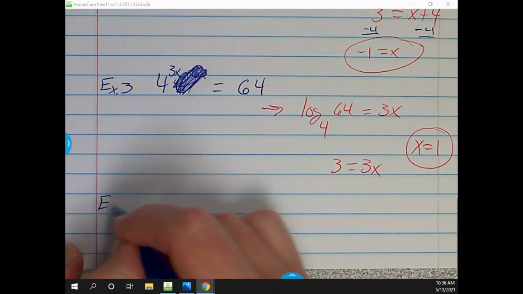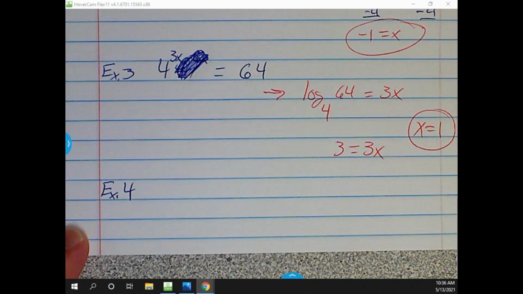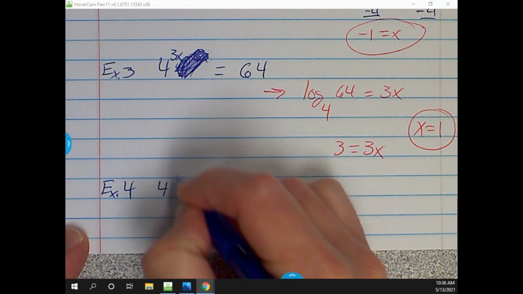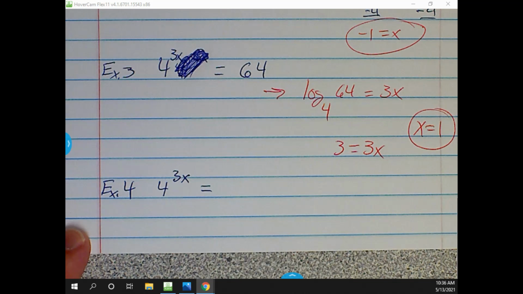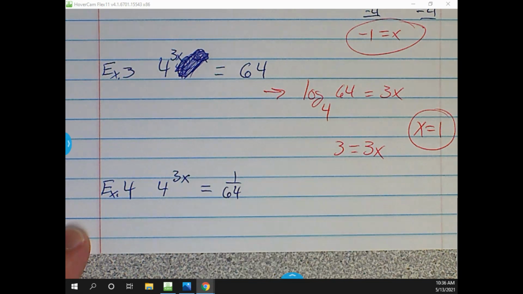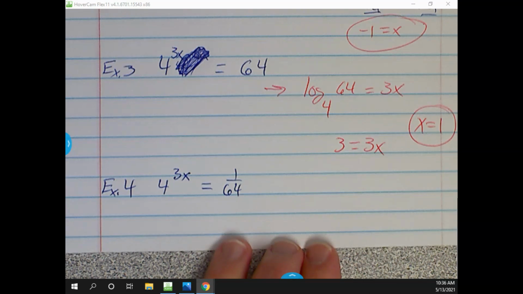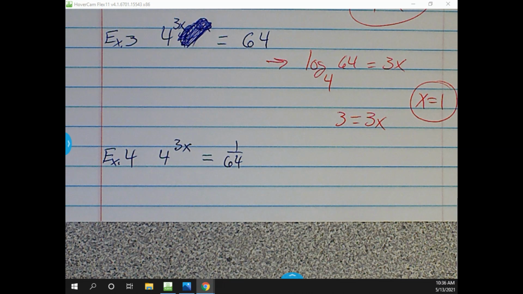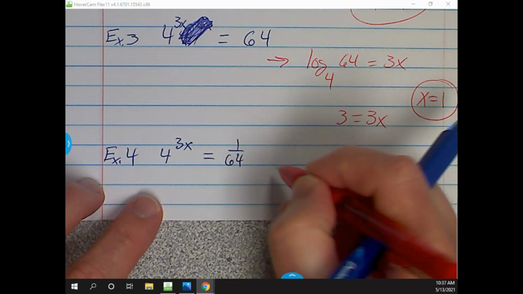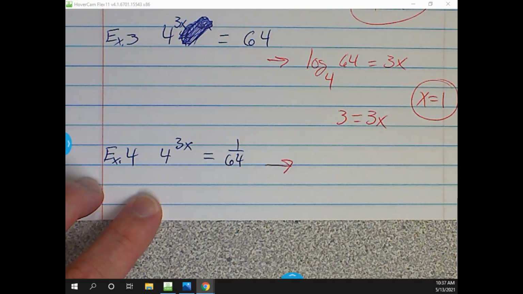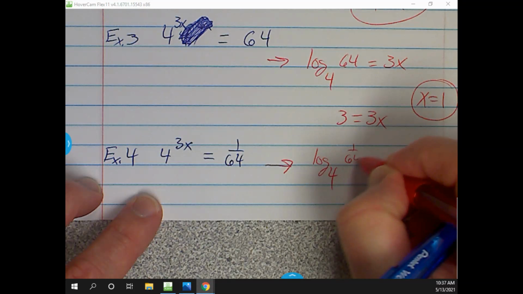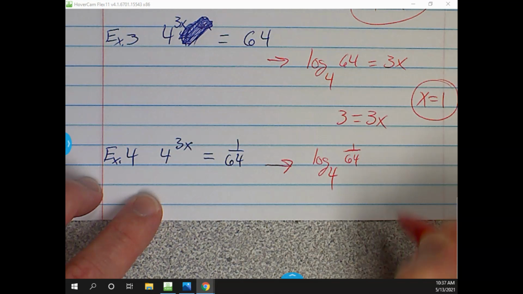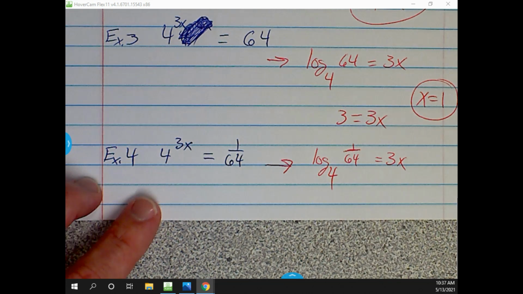Just so that when you're doing some of these, you might get some parts of this that look a little weird. So let's take the exact same problem that we had here and make it look like this. All right, so let's say we've got 4 to the 3x equals, in this case, 1 over 64. All right, still going to stay log base 4 when you switch these two numbers. It's going to be a fraction number at the top, which is still okay. Just looks a little funny.